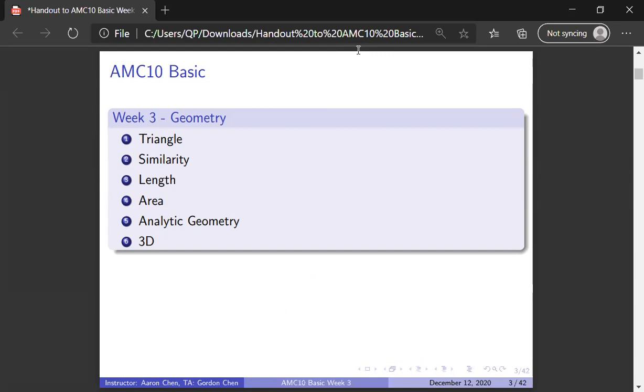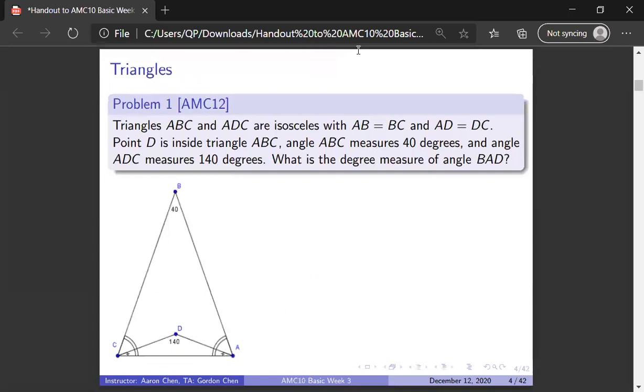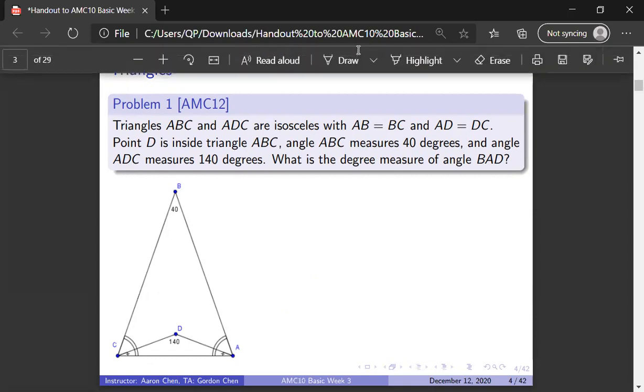This is our only week on geometry, so this might feel a bit rushed. We're going to cover triangles, what similarity means, lengths, analytic geometry, and finally 3D geometry. For triangles, we're just assuming that you already basically know how to do these, so we're not going to cover much in the first bit. So try to do this problem.